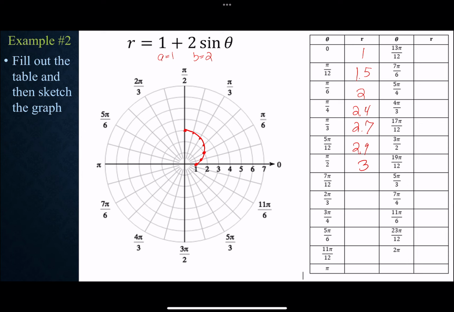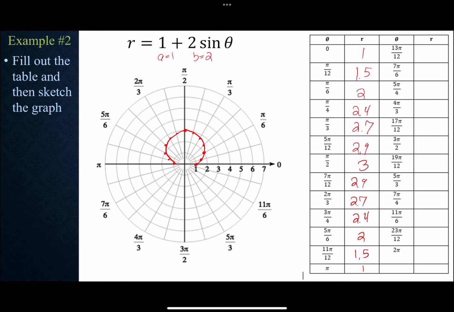So you're going to notice this is going to be 2.9, 2.7, 2.4, 2, 1.5, and then 1. So it's symmetric on the opposite side. This is where, again, symmetry can help us create this. We're not doing all these calculations with the calculator if you couldn't just do a table of values. So you've got 2.9, 2.7, 2.4, 2, 1.5, back to 1. So we have that portion there.